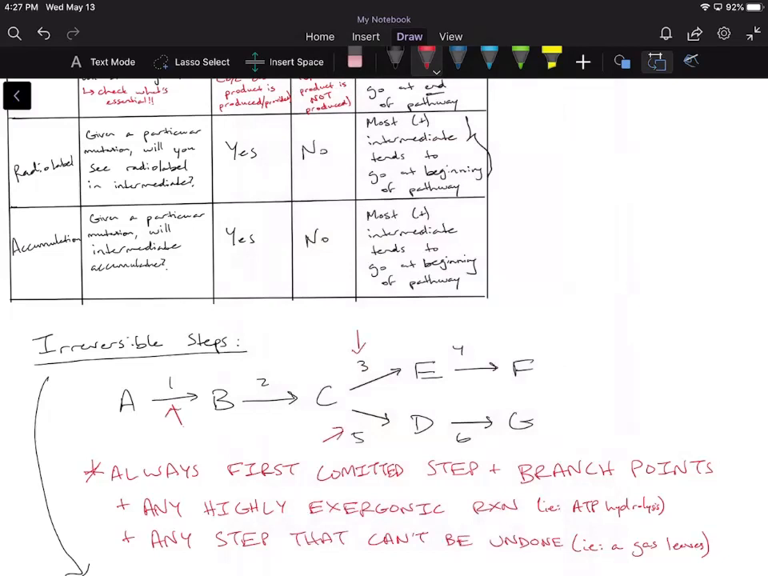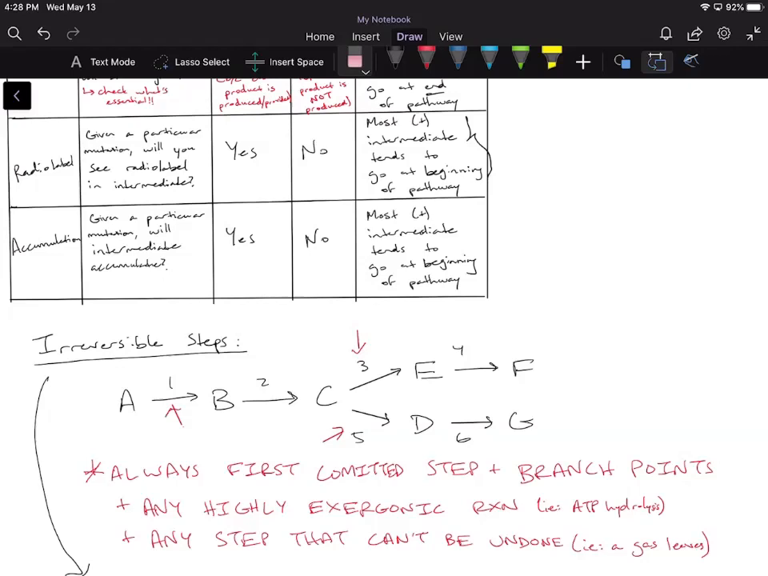So I wanted to make a note here and say, a lot of students accidentally say, oh, I'm going to make this A the irreversible step because that's the first one. But make sure that the irreversible steps are enzymes, okay? Enzymes are the things that we can regulate and activate and inhibit. So don't say that your irreversible step is intermediate A. It's the actual enzyme that's catalyzing the conversion from A to B. That's the irreversible step, okay?